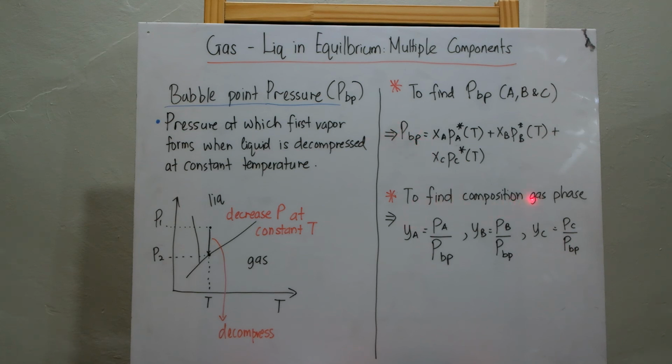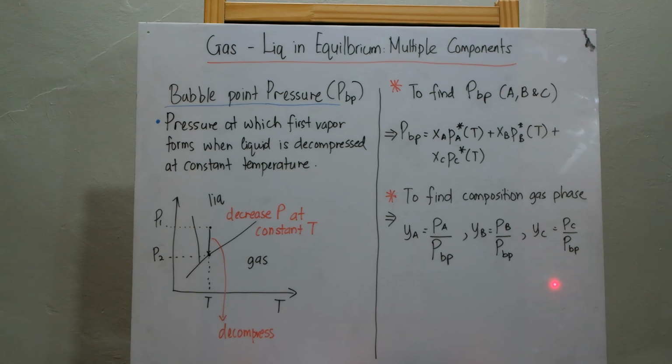To find the composition of the gas phase that we have created, these are the equations. Once you get this bubble point pressure, you just use it here. You know the partial pressure of A, partial pressure of B, partial pressure of C, and you know your bubble point pressure. Then you obtain the mole fraction of each component, or the composition of each component in your gas phase. So that is for bubble point pressure.